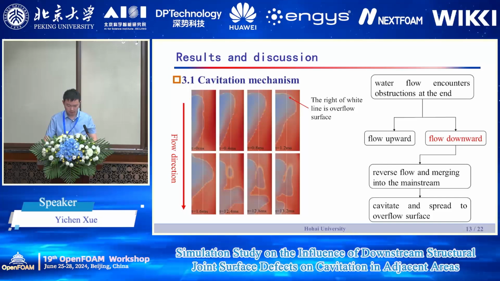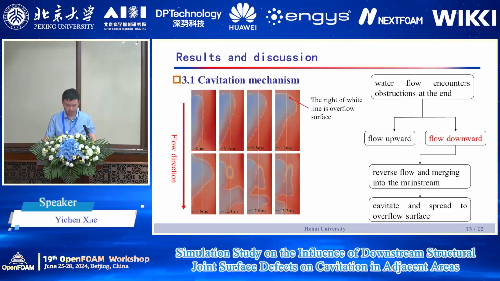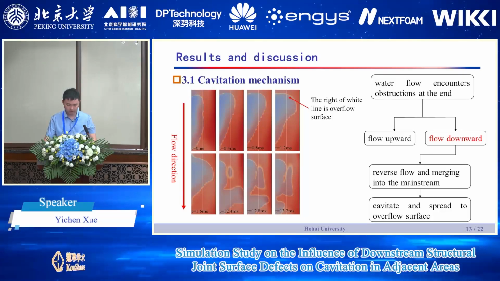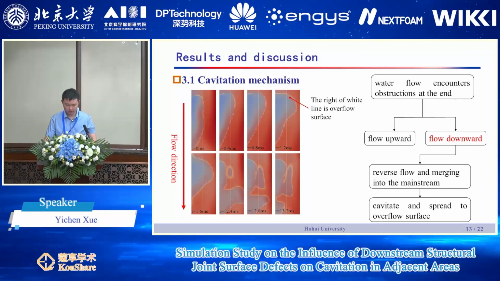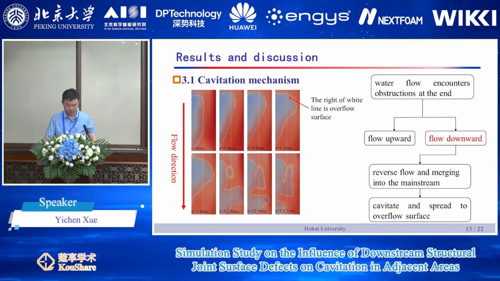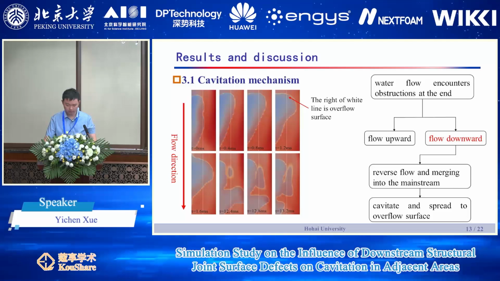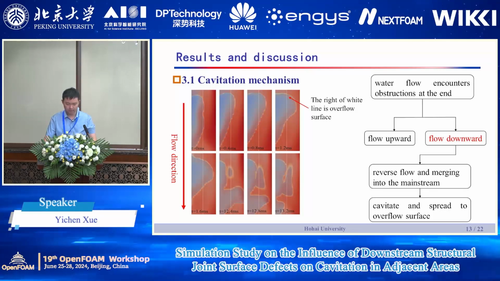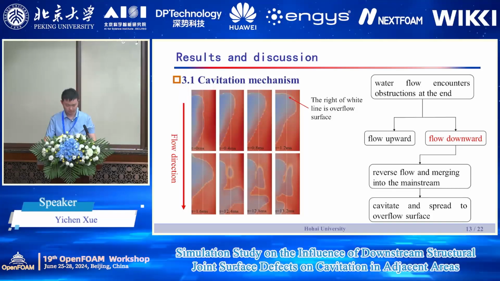A portion of water obstructed by filling material moves downward and then flows backward along the bottom, and subsequently moves upward, merging with the main flow. This creates a recirculating flow within the structural joint, forming a vortex. The low pressure at the center of this vortex can induce cavitation. The cavity then travels along the flow to the overflow surface, where it is no longer confined by the walls and spreads laterally in both directions.